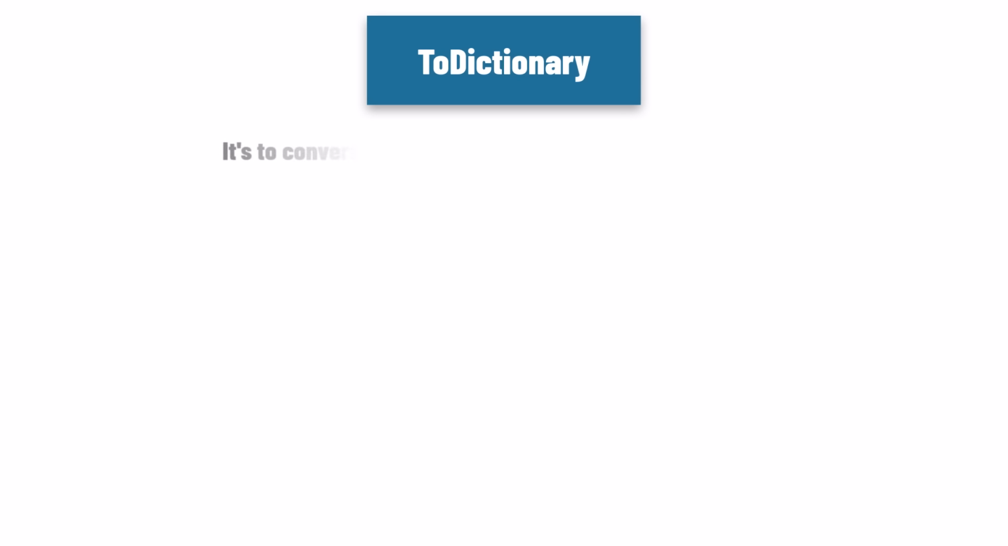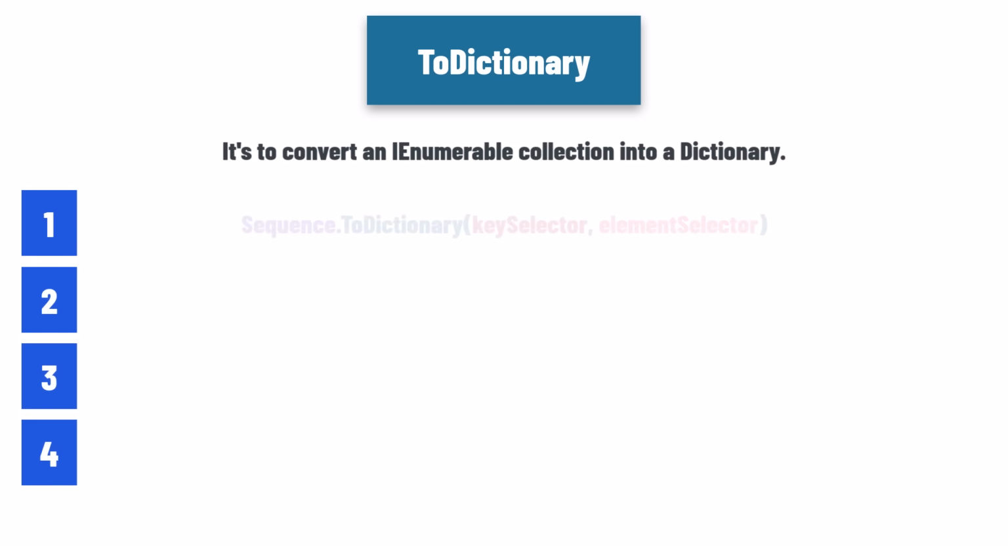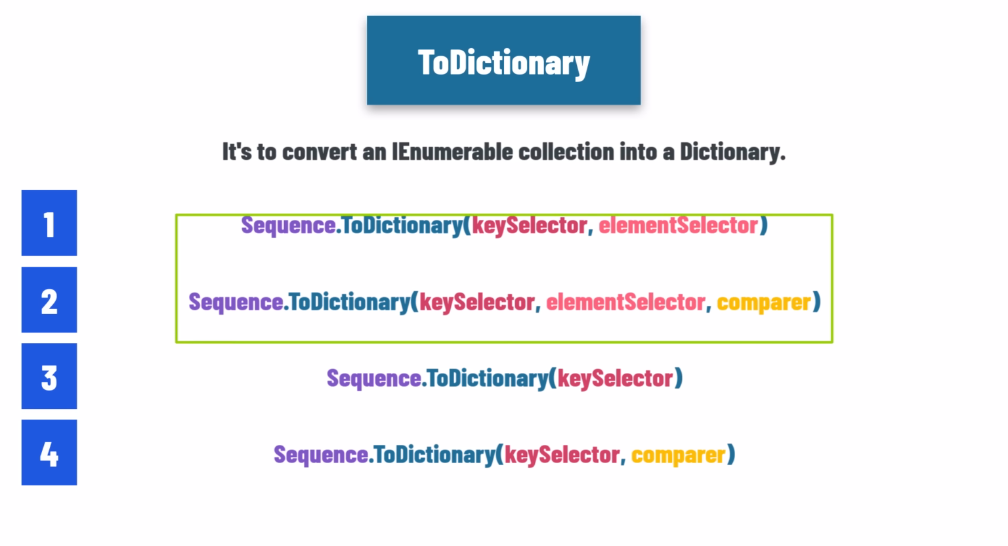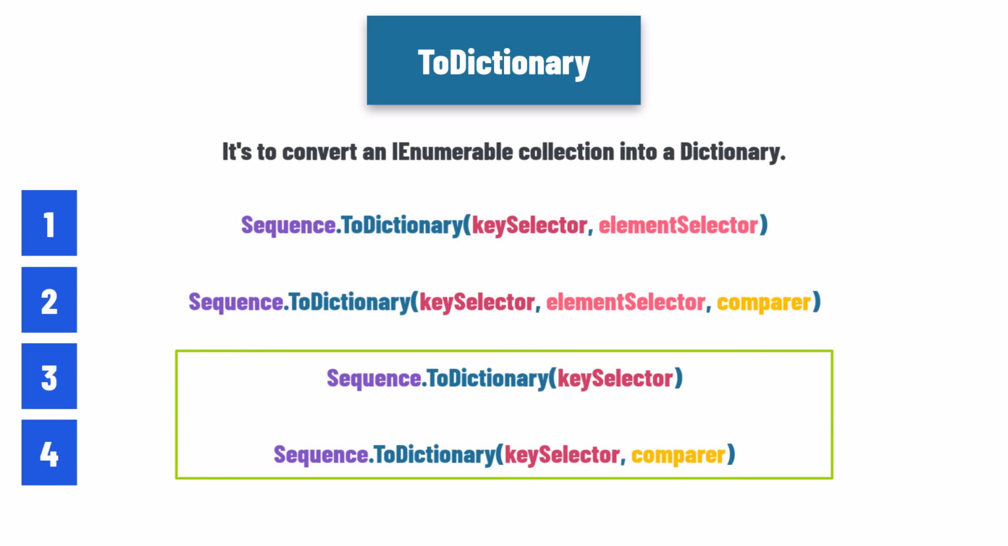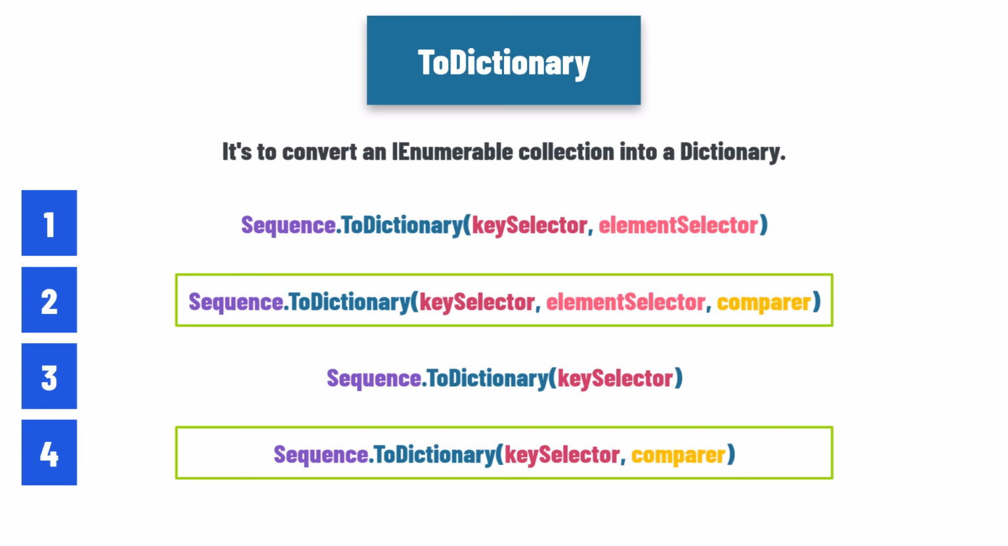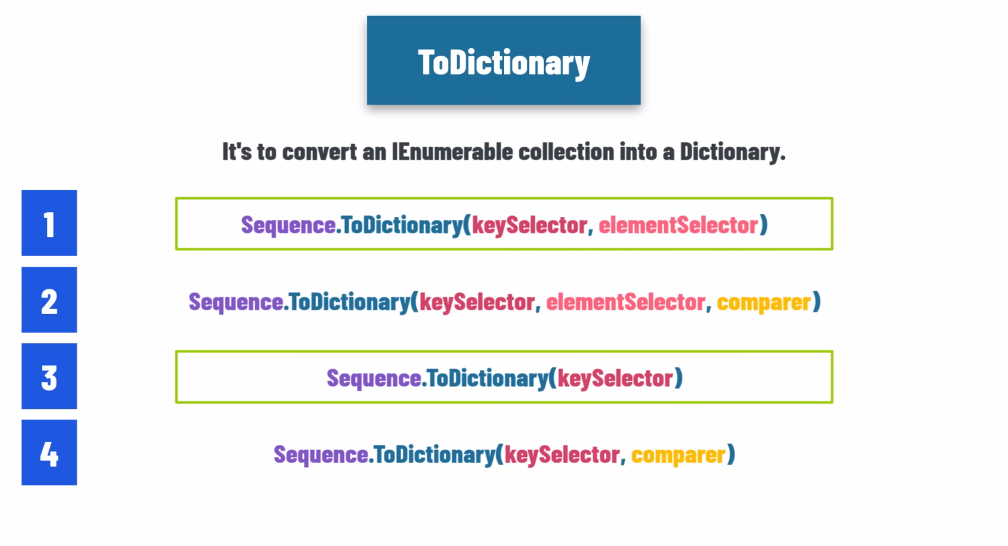Let's summarize the ToDictionary method. It's to convert an IEnumerable collection into a dictionary. It has four overloads. Using the first two overloads we select the key and value. The second two overloads are to select only the key. The values will be automatically selected depending on the data type we have. The second and the fourth overloads have a comparer to compare the keys. The first and third overloads don't contain a comparer, therefore the default comparer is used to compare the keys. That's all about ToDictionary method.